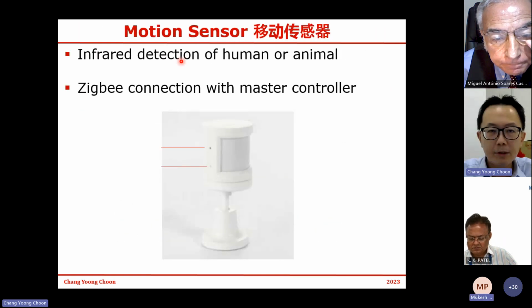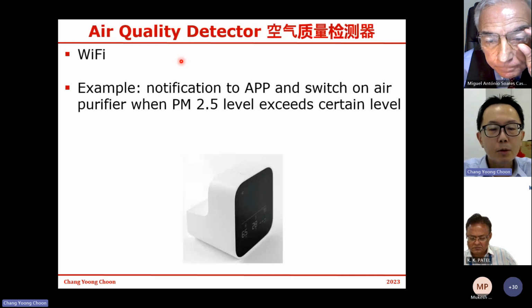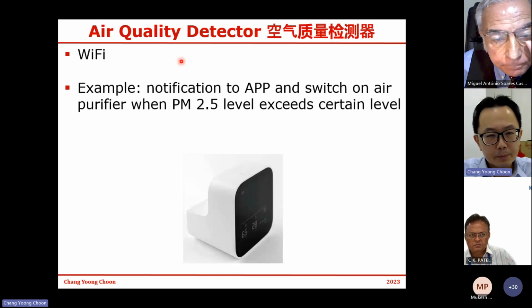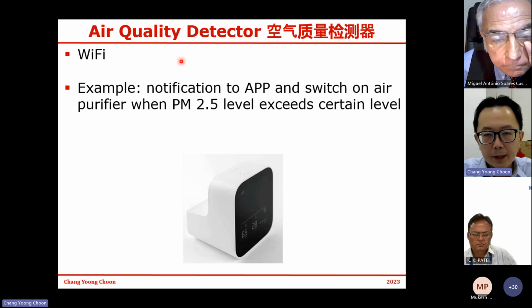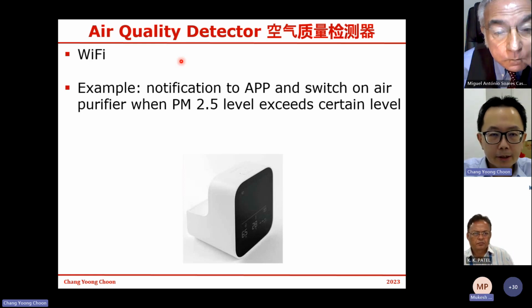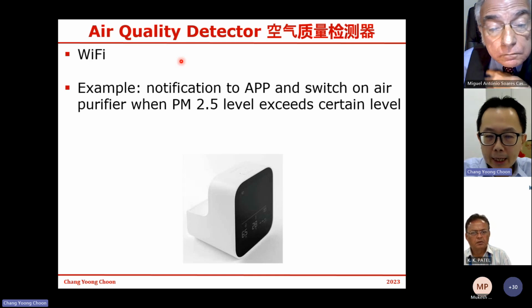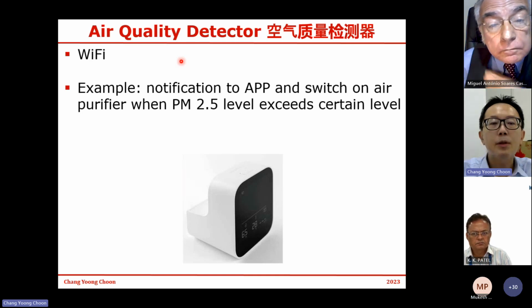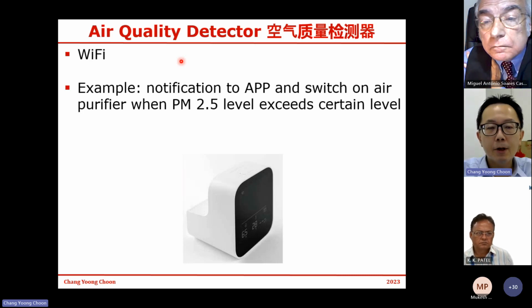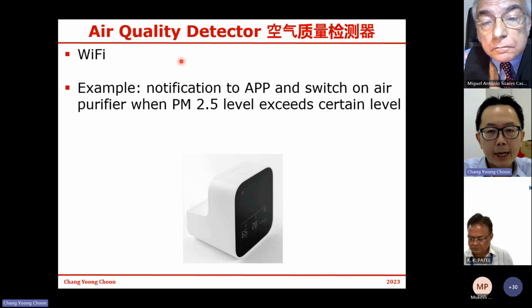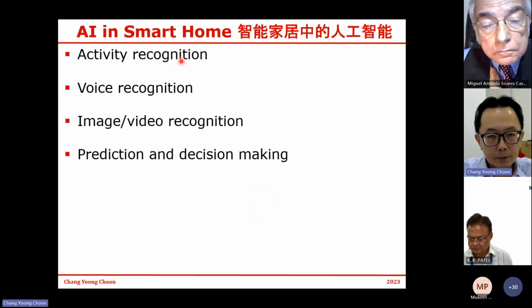So basically, this is a motion sensor. Probably the friends from India may be more interested in the air quality detector. From my understanding, it is now winter in India, and the air quality in Delhi and the surrounding area may not be good at the moment. So the friends from India, you may need an air quality detector to monitor.